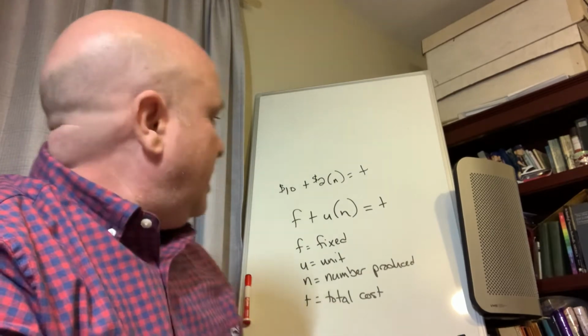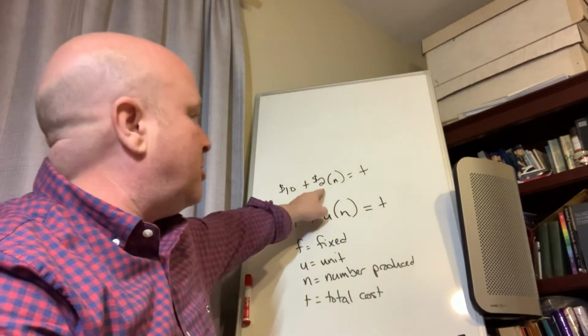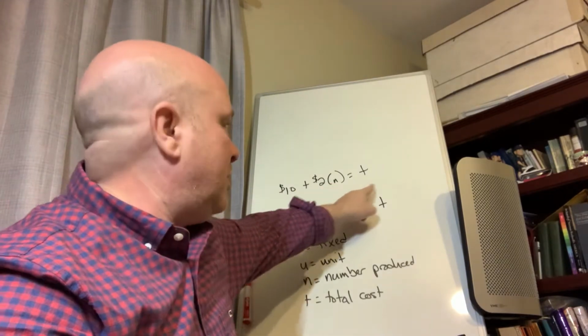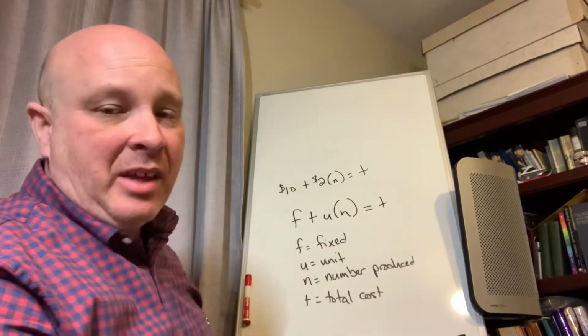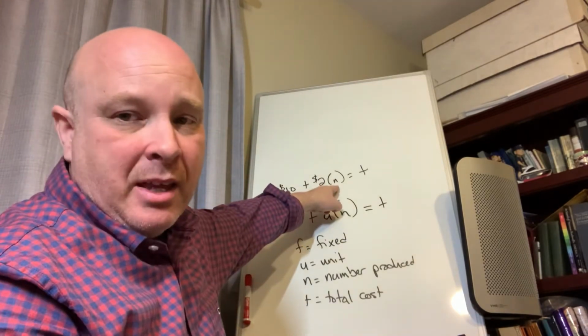So now all I need to know is how many I need to produce. So it's $10 plus 2 times whatever number I need to produce. That's going to be my total. So let's say, for example, that I'm producing 10. So I'm going to put 10 for N.